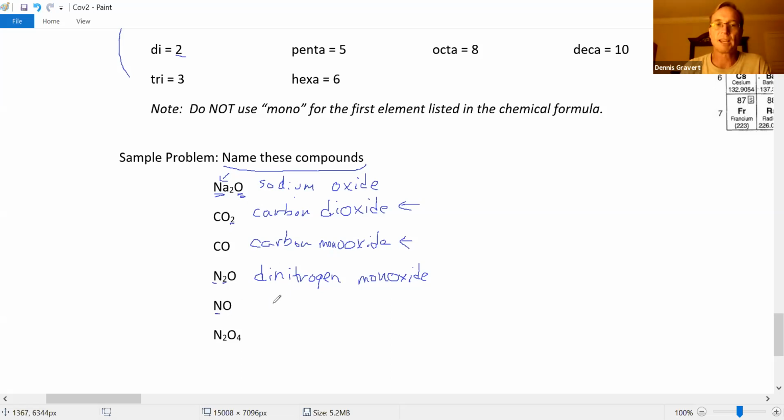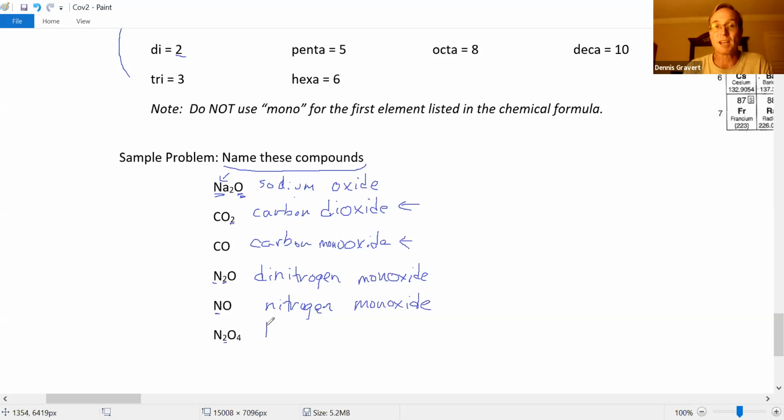This only has 1 N, but it's the first element, so I don't use mono here, nitrogen. And then it's oxide, 1 O, I use mono again. So this is nitrogen monoxide.